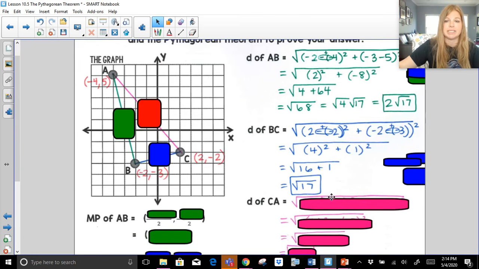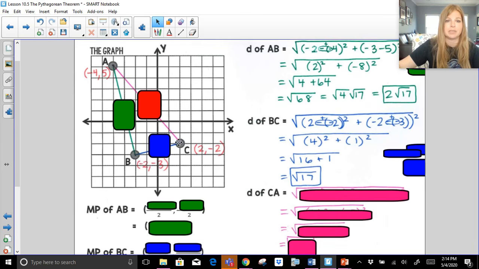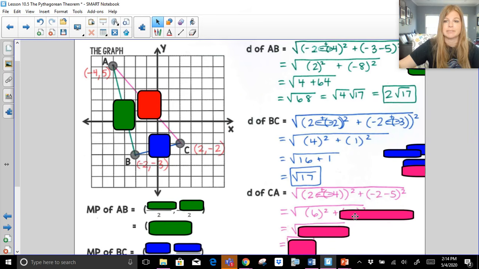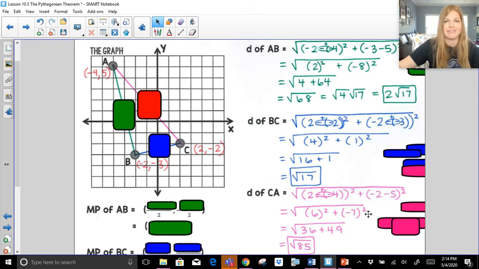The last one that we need to take a look at is C to A. So point C to A. Square root of, subtract our x's, so 2 minus -4 squared, plus, now subtract your y's, -2 minus 5 squared. 2 minus a -4 really becomes 6. -2 minus 5 is -7. 6 squared is 36. -7 squared is 49. Add them up, and I get radical 85.